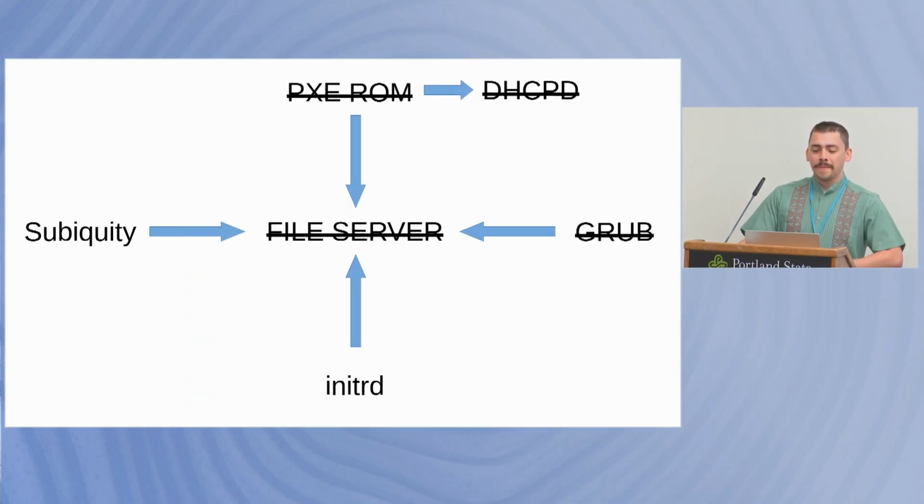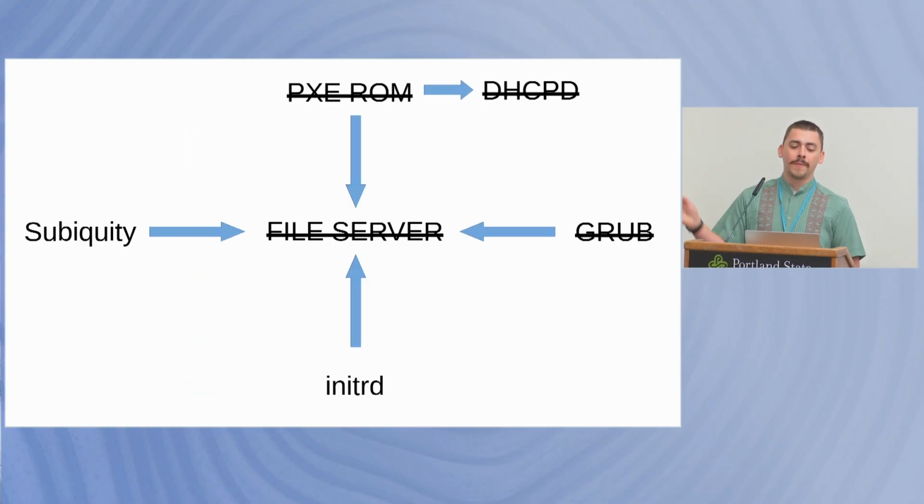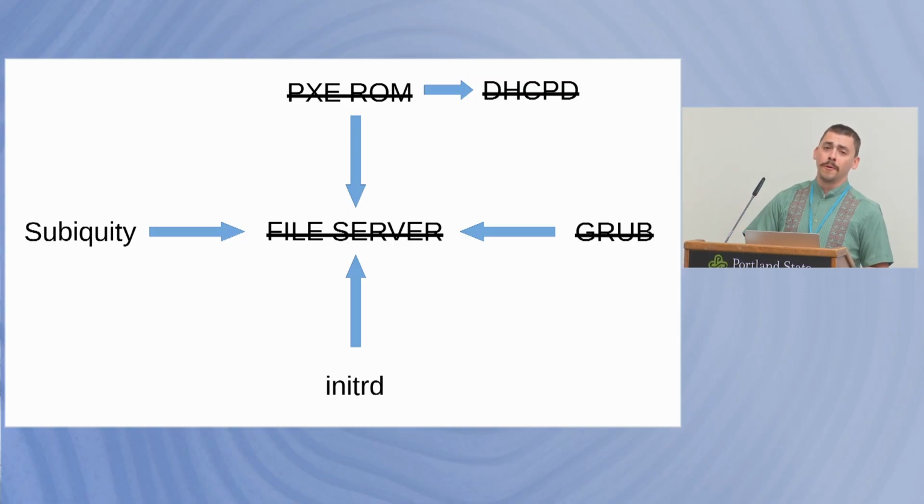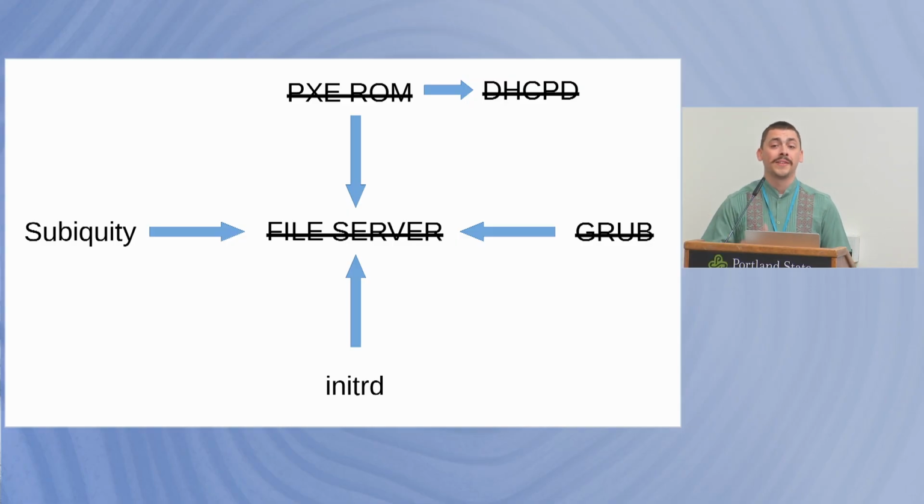All right, looking at our map here, we've got the PXE-ROM booting, grabbing what it needs over DHCP, grabbing grub over the file server. Grub's able to get everything that it needs. Now it's time to give it the initial RAM disk and the kernel to pull.